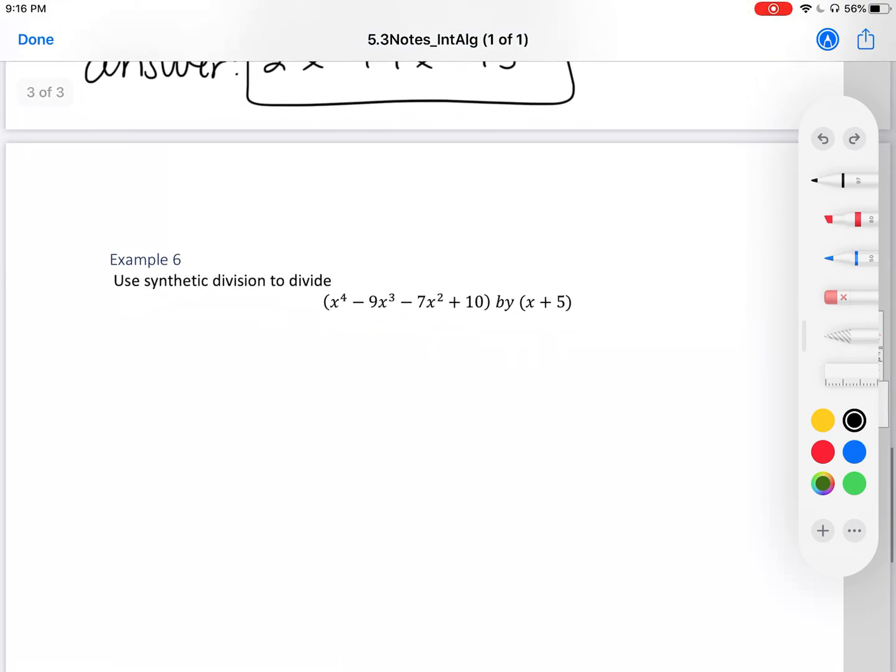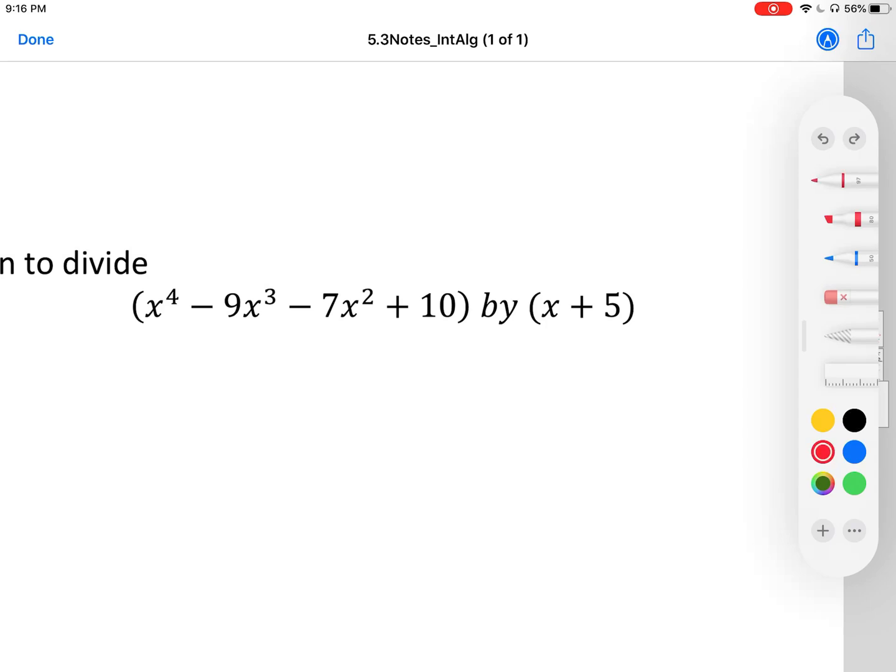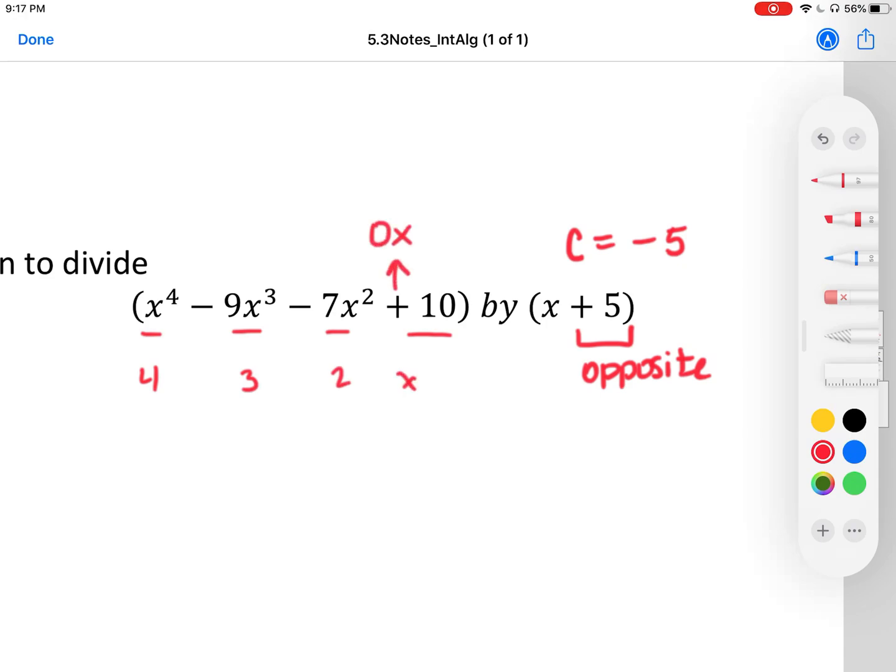Let's do this one more time. Okay, so here we're going to divide by, in college algebra they call it a C. So our C is negative 5. Remember, it's always the opposite. If you have positive 5, you work with negative 5. Now here you want to take your coefficients, and you want to make sure every degree is there. So here I have a fourth power, third power, squared. I need an x. So right here I need to remember to add a 0 placeholder.